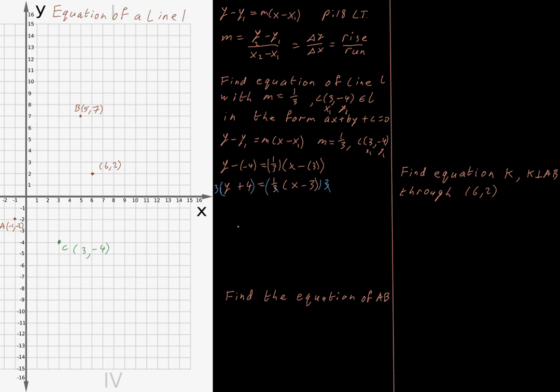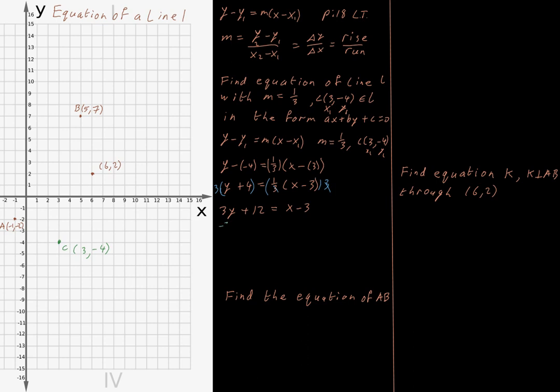And on the left-hand side, we have to multiply out this bracket now. So we have 3y plus 12 is equal to, we just have 1 times this bracket here now, so that's just going to be x minus 3. And now we rearrange it into the form that we want.